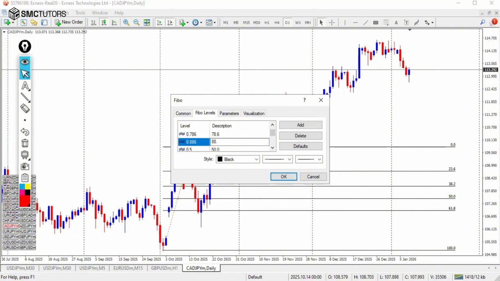We also have the 71.6 level. So once we do that, we say okay.